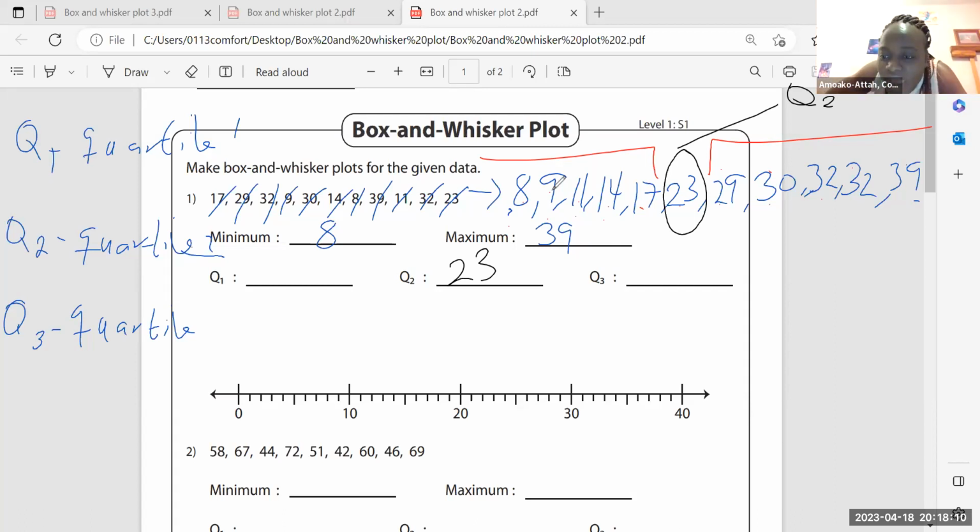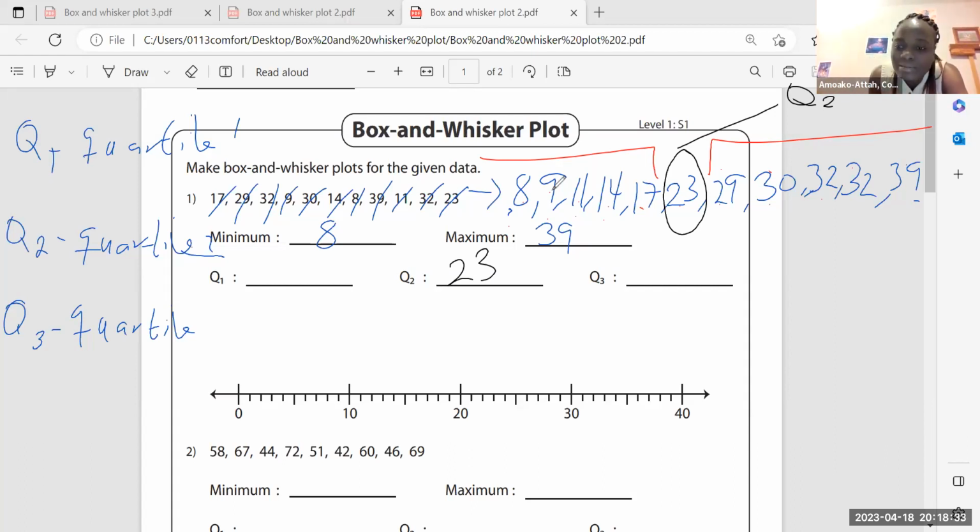Then how do you find our Q1, or the quarter 1? It's also very simple. You take your first half, the half to the left. You pick the middle number from that. So how many values do we have in the first half? We have 5 numbers.